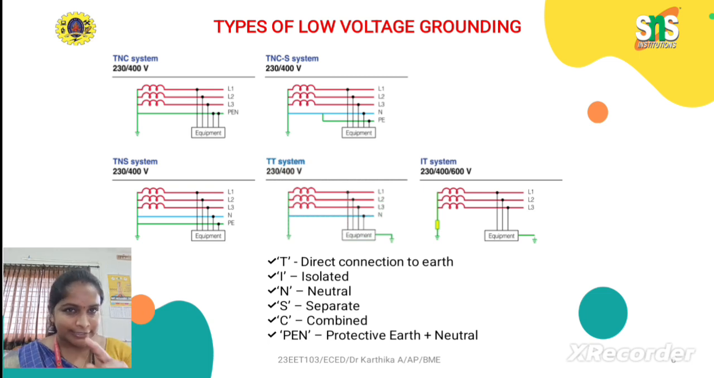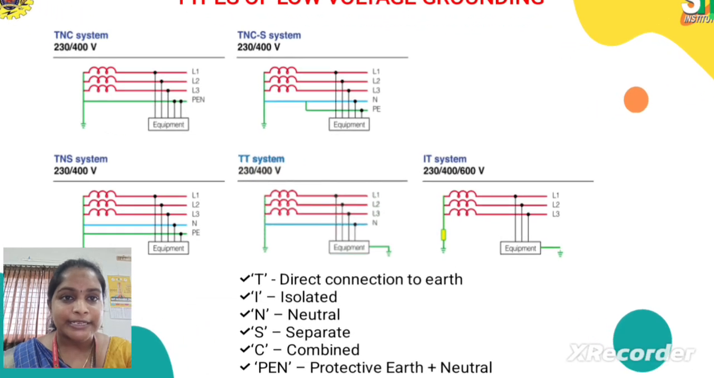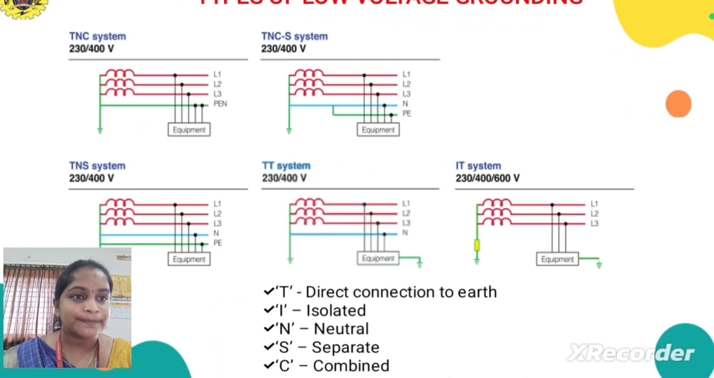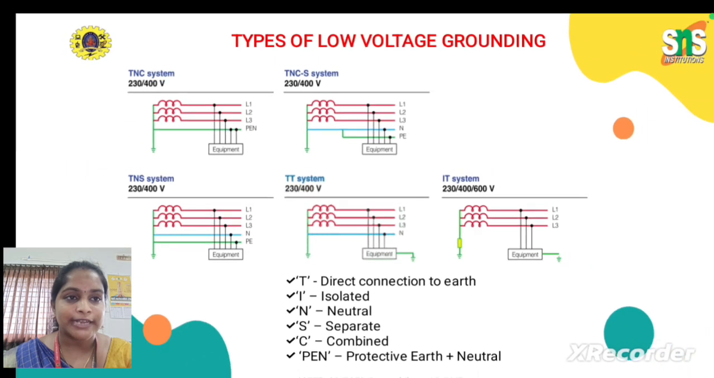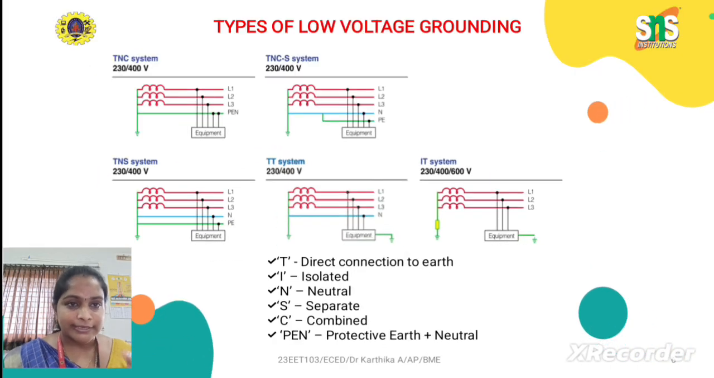Types of low voltage grounding. Your first one is the TN-C system. Here your voltage might be single phase or three phase, 230 or 400 volt. Then the TN-C-S system, see the connection, and the TN-S system, TT system and IT system. Here you may have a single phase or three phase supply. Here the letter T is direct connection to earth, I is isolated, N is neutral, S is separate and C is combined. Here PEN is protective earth plus neutral.